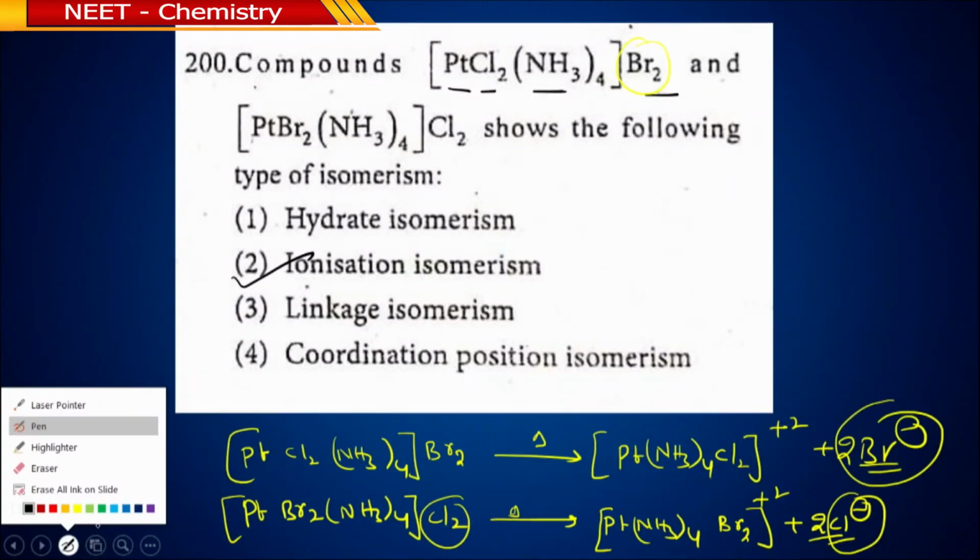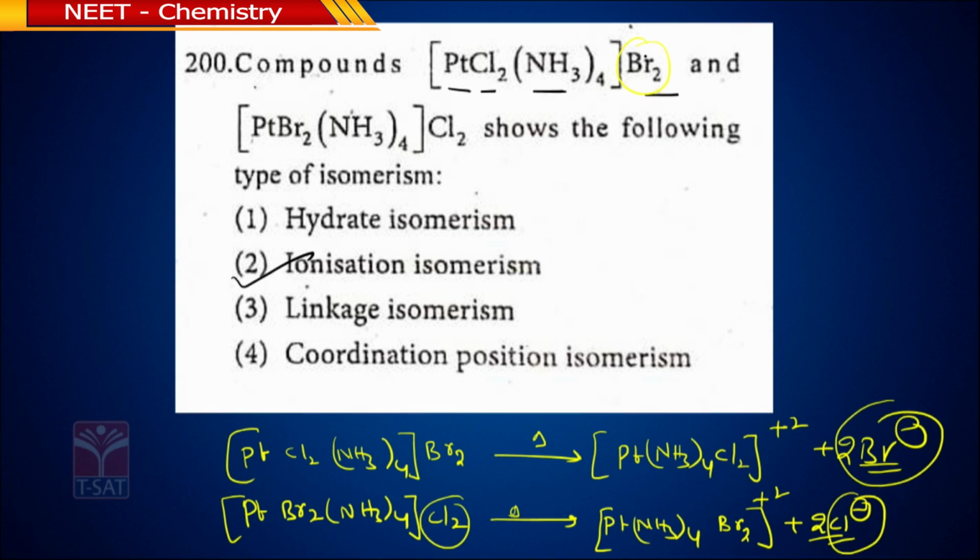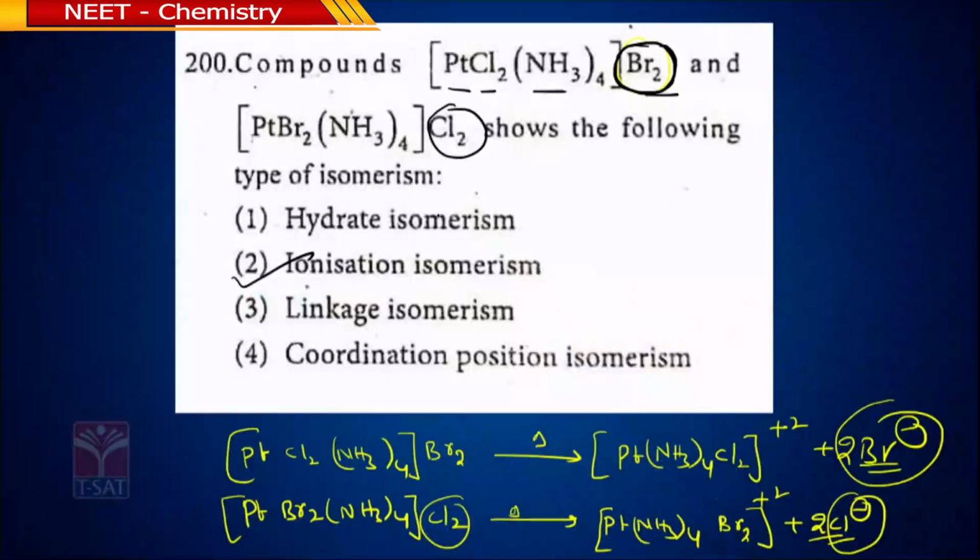How can you identify ionization isomerism? By seeing the compound formula: outside the square bracket you have Br2 here and Cl2 here. If outside the square bracket you have different atoms or ions, then it will show ionization isomerism. Here Br2 is different and Cl2 is different, that is why it will give different ions upon ionization. So, we call this ionization isomerism.